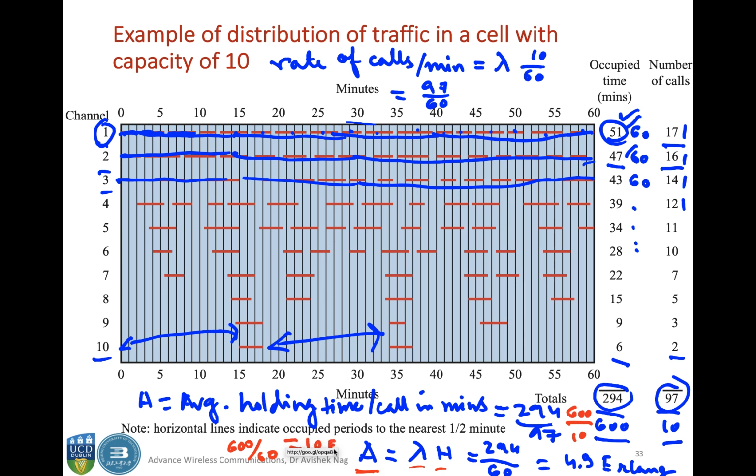Okay, Erlang, and that is the maximum capacity that you can occupy, because there are 10 channels, and if all of them are fully occupied, then you will get 10 Erlangs of traffic. Okay, and that would be the case if there was a single call that would exist for the entire 60 minutes of observation in each of these channels. But for this particular example we have 4.9 Erlang, so this is basically 49% occupancy of the maximum available occupancy.